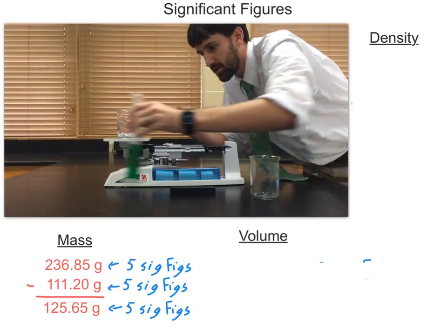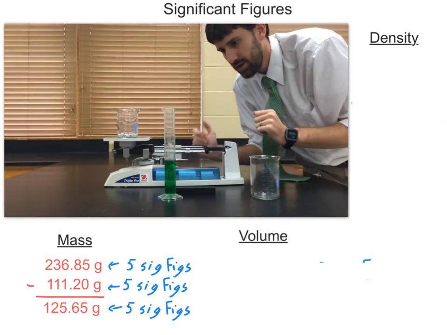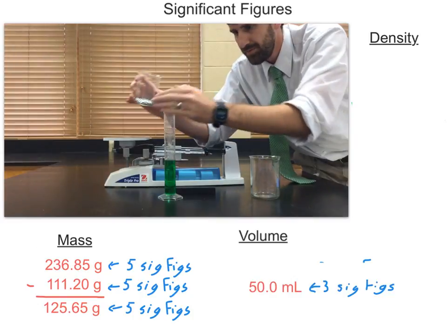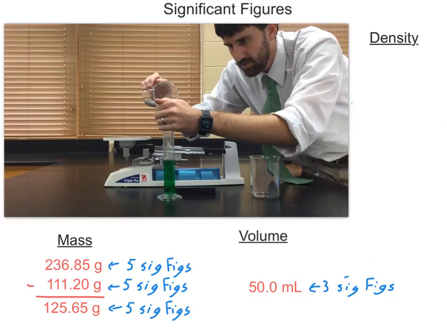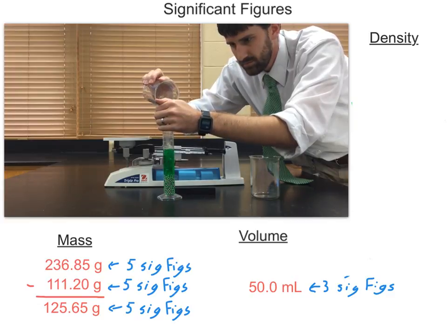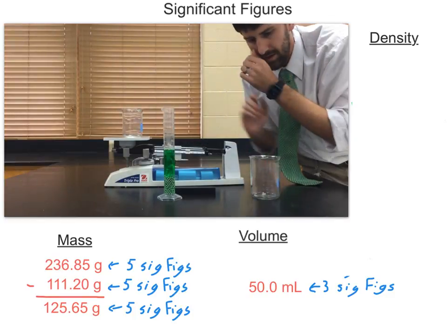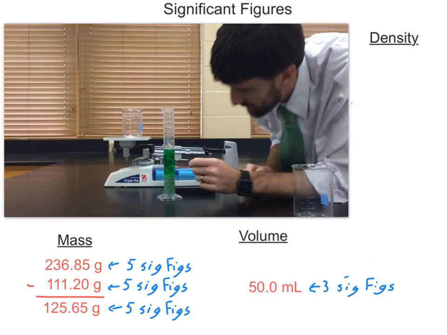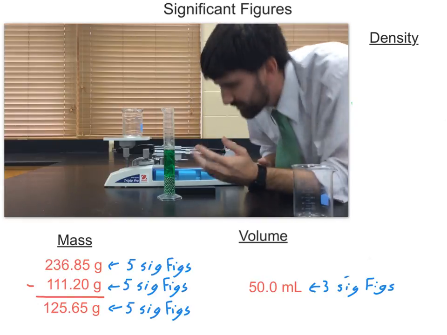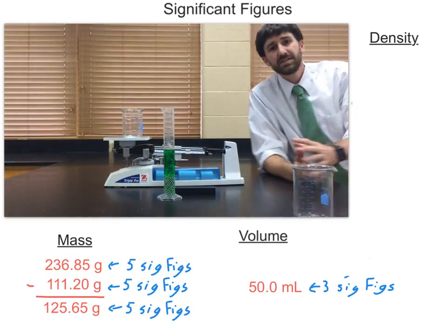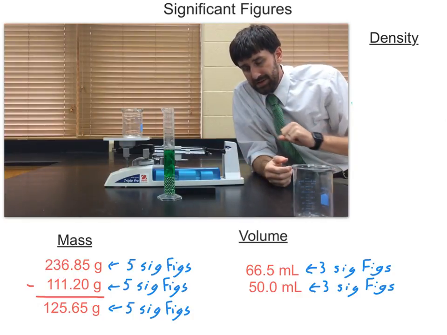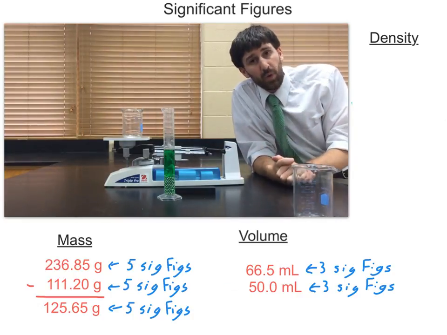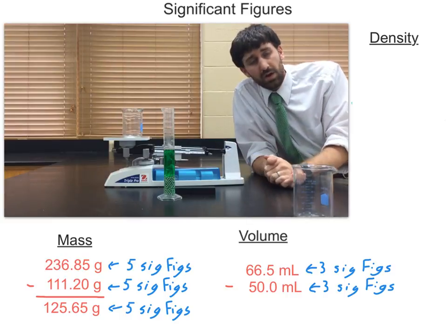So let's take our graduated cylinder here. It currently has 50 milliliters of water. Let's pour in our BBs. All right, letting the bubbles settle and then measuring from the bottom of the meniscus. That looks like to me 66.5 milliliters. So I started at 50, I went up to 66.5. That would be 16.5 milliliters for the volume of my BBs.